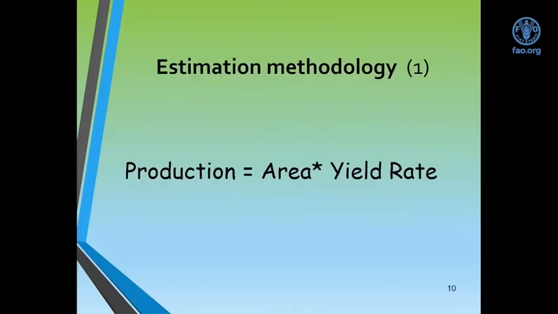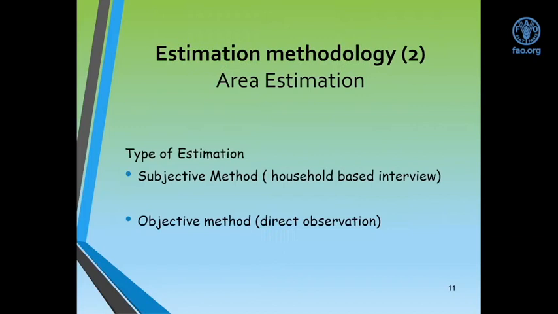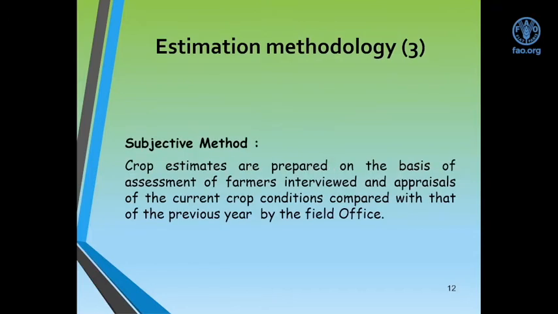Then the estimation methodology. The estimation methodology covers production, area, and yield. For area, we collect data through cluster survey and farmer interview. And for yield rate, we use sampling crop cutting and also cluster farmer interview.